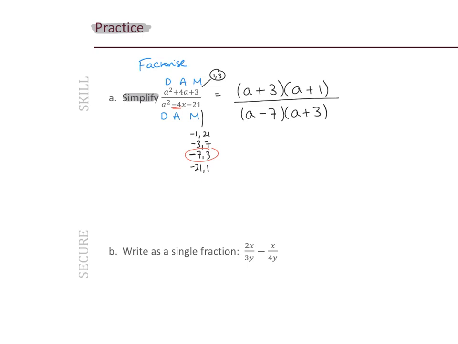And now I'm looking, can I cancel? So I can't cancel down a's and a's, or 3's and 3's, because they're connected with adding. But what I can do is cancel all of that bracket and all of that bracket. So on the top I'm left with a plus 1, and on the bottom a minus 7. That's my answer.